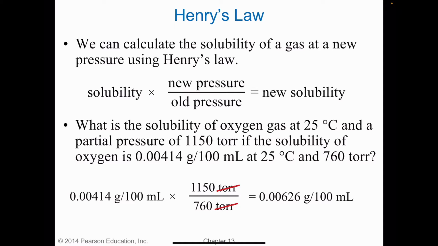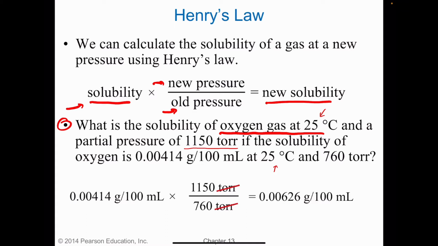We can actually use Henry's law to calculate. The pressure is directly proportional to solubility, so we can use a simple formula: the original solubility divided by the original pressure, multiplied by the new pressure, gives the new solubility. Here's an example. It says, what is the solubility of oxygen gas at 25 degrees C? We're not going to use the temperature in our calculation because it's staying constant. It has a partial pressure of 1,150 torr.